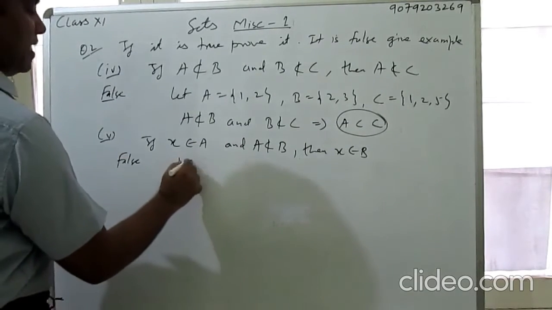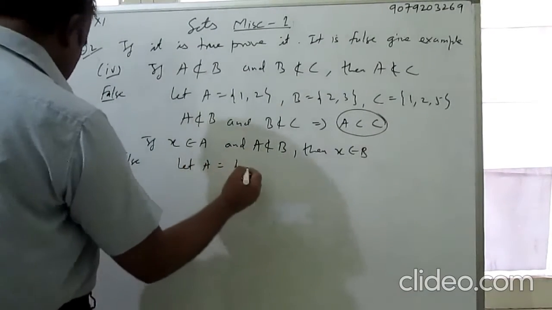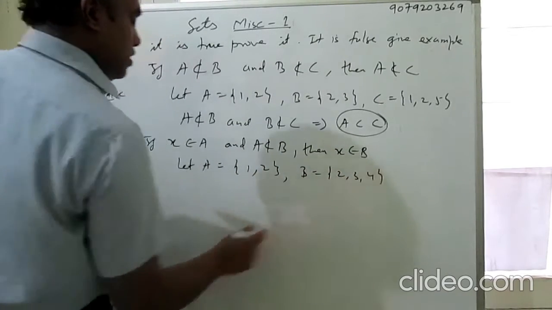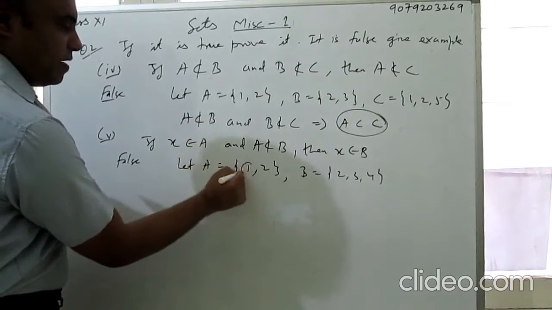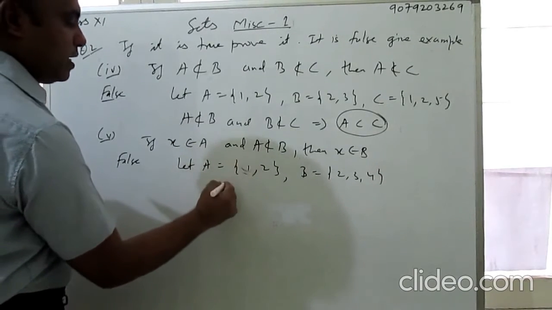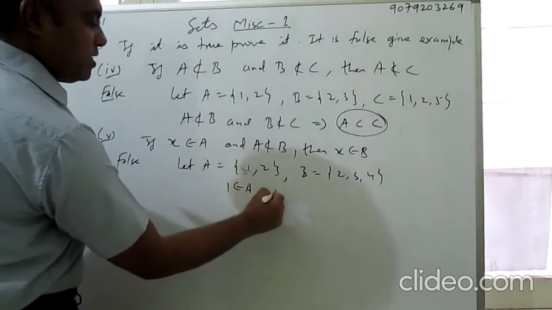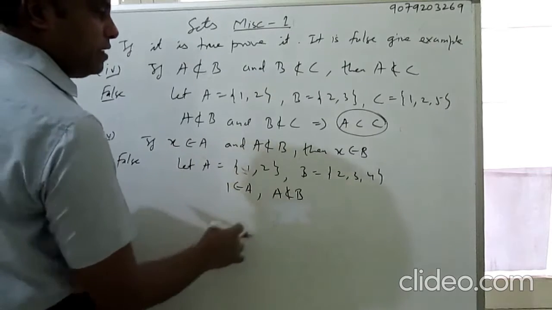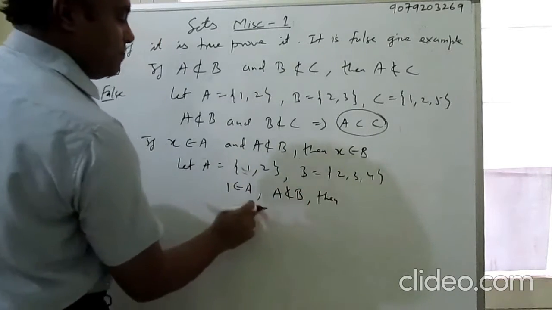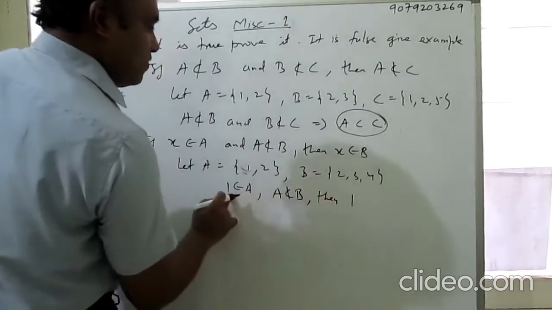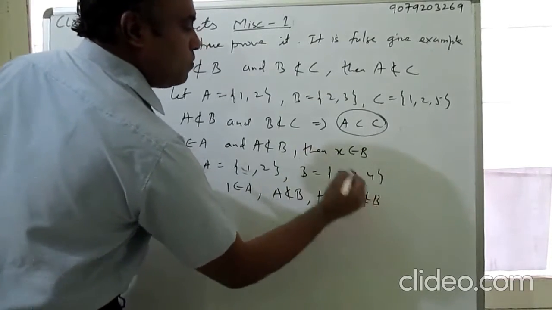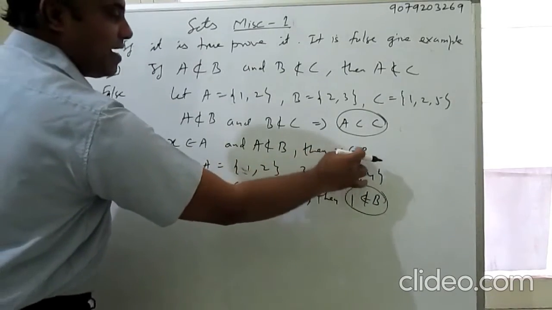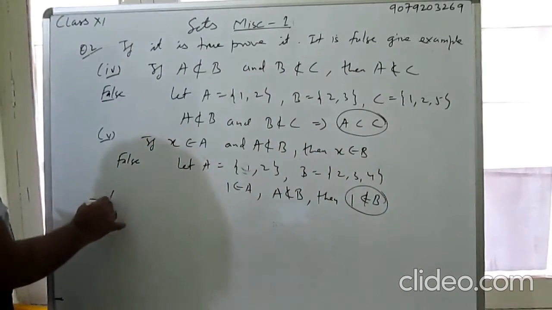Prove it with example. Let A you can take 1, 2, and B you can take 2, 3, 4. Here you can see, say if I take element 1 belongs to A, and A is not a subset of B, then 1 का B में है नहीं है, 1 not belongs to B, so here you can say that this is false. इधर belongs कर रहा था x, इधर not belongs to हो रहा है. Now I will take sixth part.